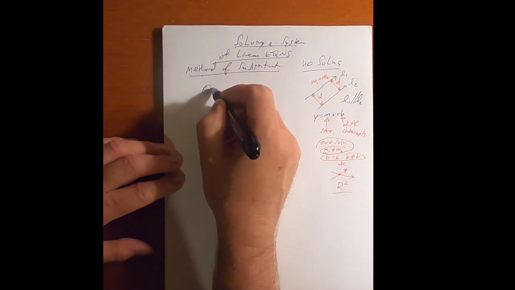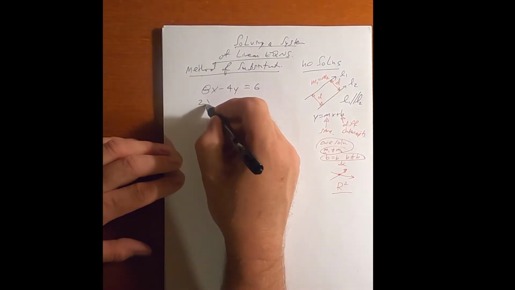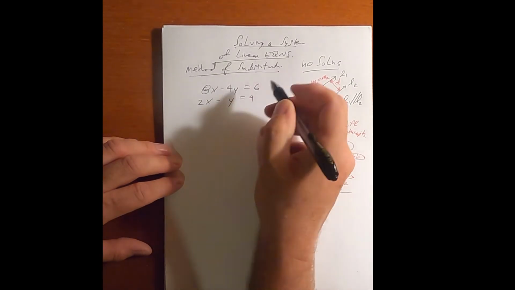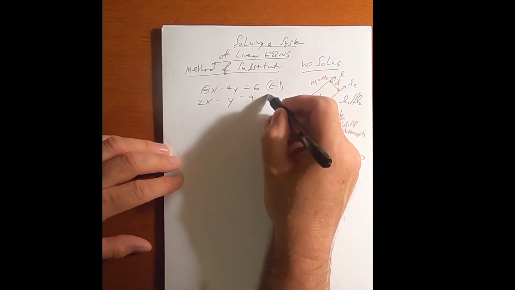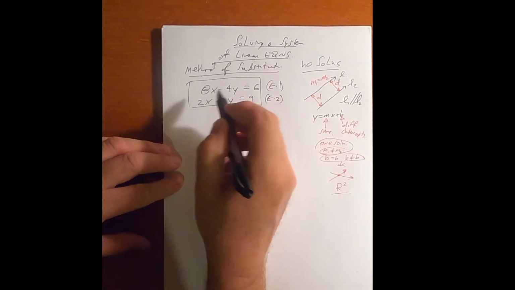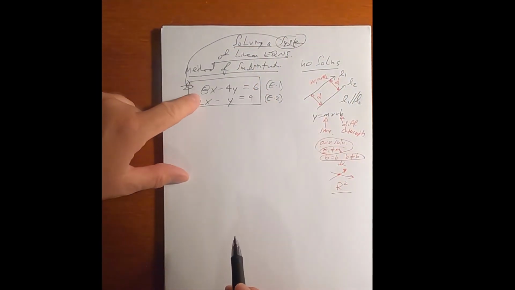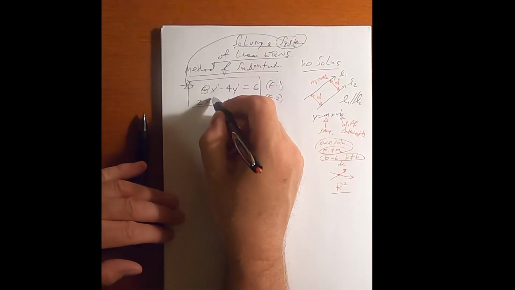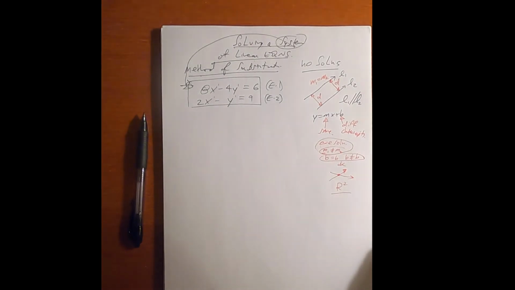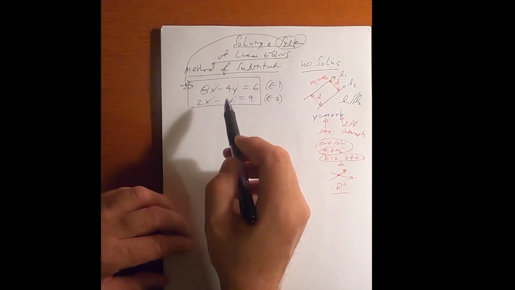Okay, let's take a look at our example today. We have 8x minus 4y equals 6, and 2x minus y equals 9. I'm going to call these equation 1 and equation 2. This is our system of linear equations. Why are they linear? Because x and y are each to the first power. That makes them linear.